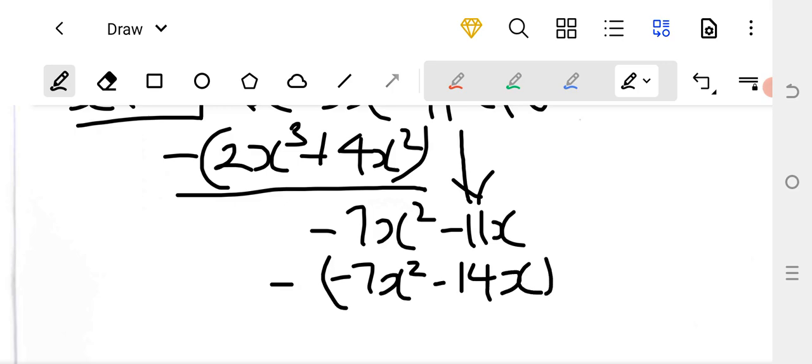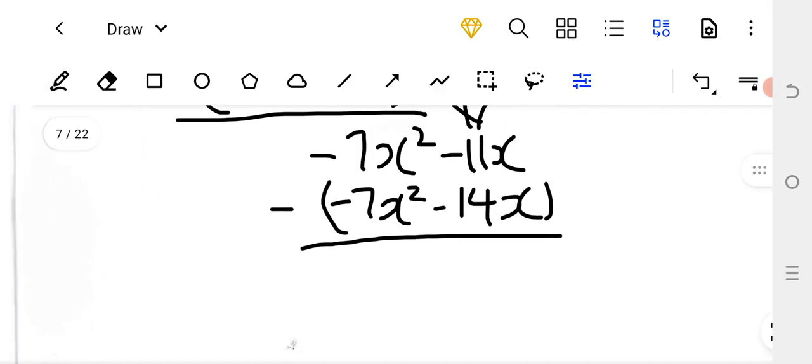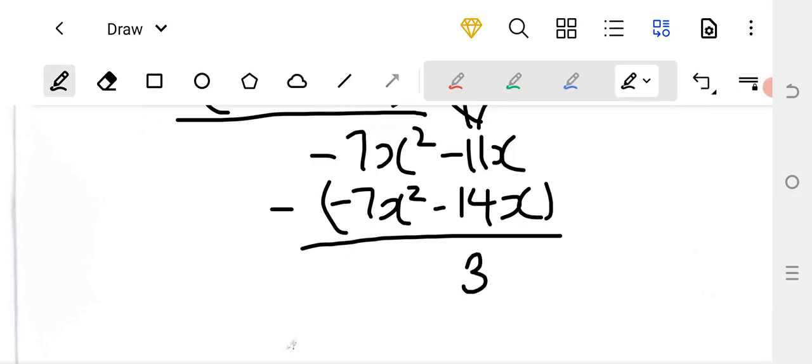Always put it in brackets so I don't get confused of what's happening to the signs. That's what I just encourage people to do. It's going to become negative 7x squared minus negative 7x squared, which is the same as negative 7x squared plus 7x squared, giving you 0. And then you have negative 11x minus 14x, which is negative 11x plus 14x, giving you a positive what? Positive 3x. So positive 3x, like that.